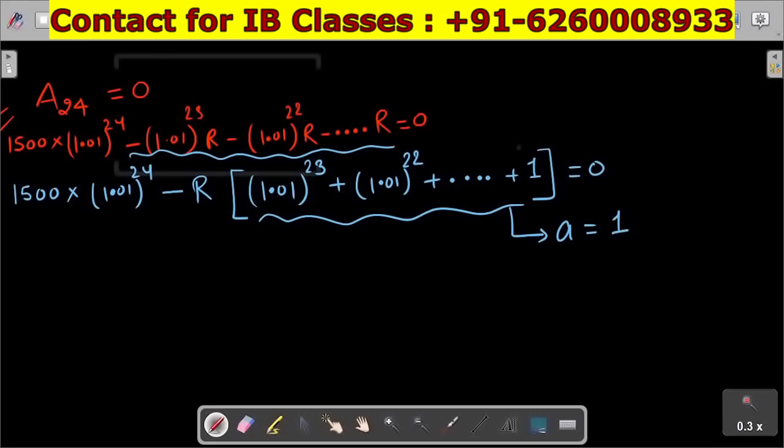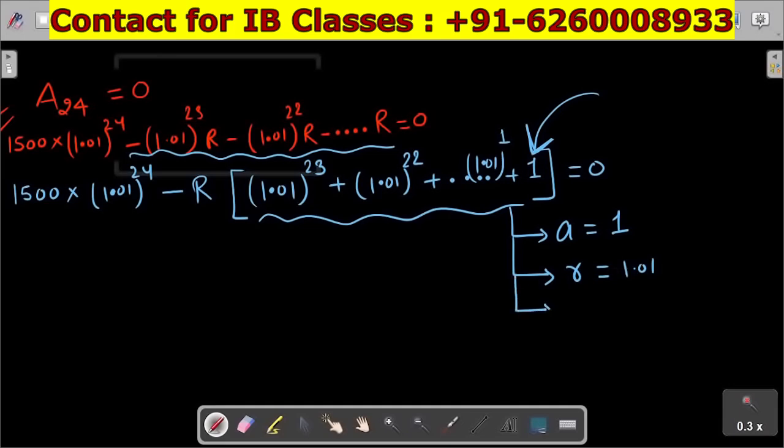This is the sum of a geometric progression, so it doesn't matter whether I see it from this side or from this side. This is the first term a. What will the common ratio be here? The common ratio will be 1.01, if you see it in reverse manner, right? This is the first term, and the previous term will be 1.01 raised to power 1, then it becomes 1.01 raised to power 0. So the common ratio is this.